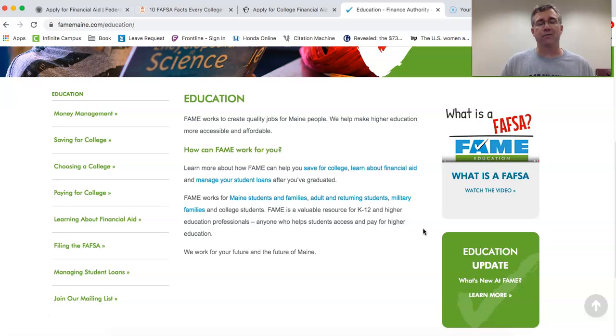This was just to show you the forms and help you understand the responsibilities that you have in making sure that you meet deadlines and requirements to actually get your financial aid.